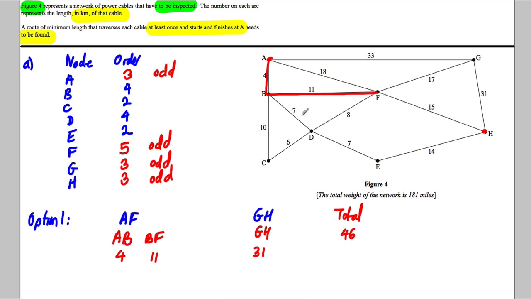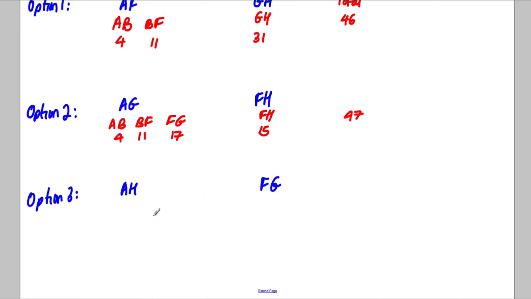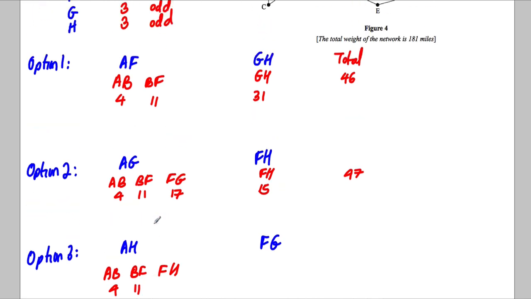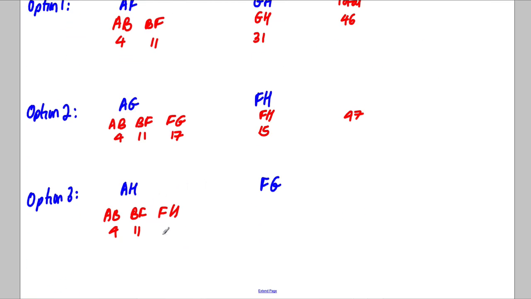The 7 and 7, I don't think it's going to be quicker via E here. It doesn't look it. So it'd be AB, BF, and FH, which is 4, 11, and FH is equal to 15.